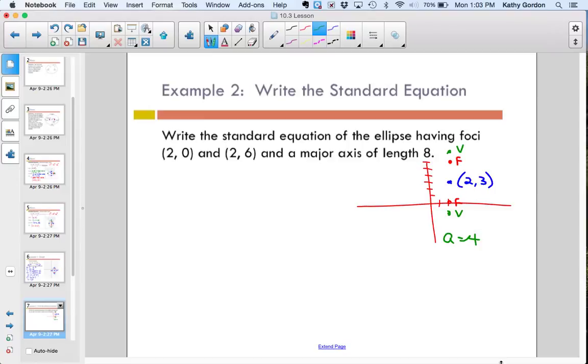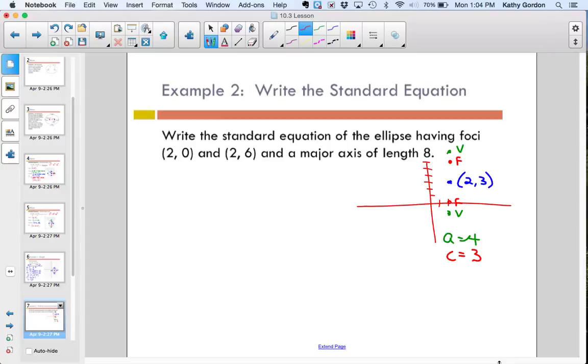Just by looking at what I have? No. So how am I going to figure out the B? Plug it into the C squared equation. Do I know C? You do, because you have the foci. Take the center. Remember, C is just the distance to the focus. So I do have the C value, even though I don't have B. And that's going to help me figure out what B is.